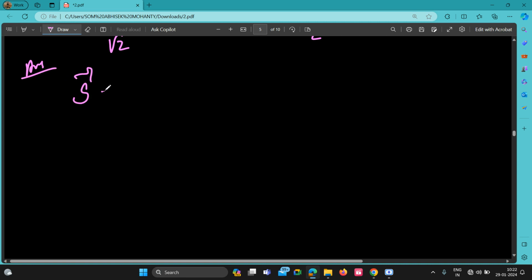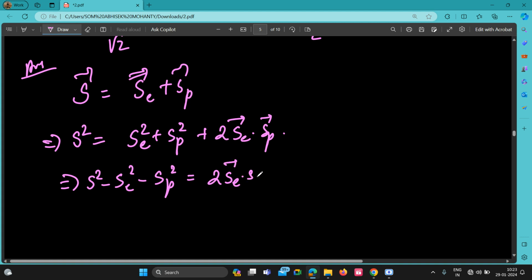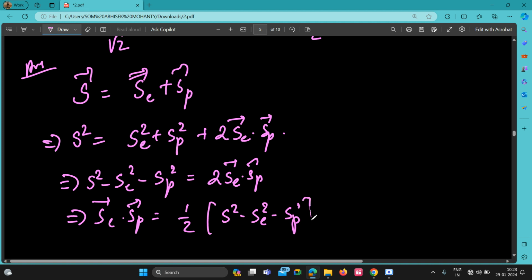We know the total spin is Se plus Sp. Similar type of question, we have done it so many times. S square is Se square plus Sp square plus 2 Se dot Sp. So S square minus Se square minus Sp square is equal to 2 Se dot Sp. So Se dot Sp is equal to half of S square minus Se square minus Sp square. Is that right?